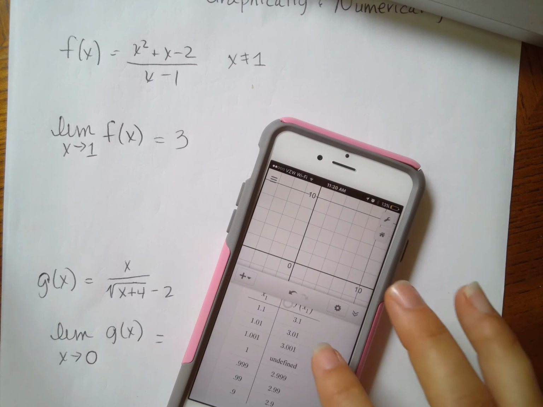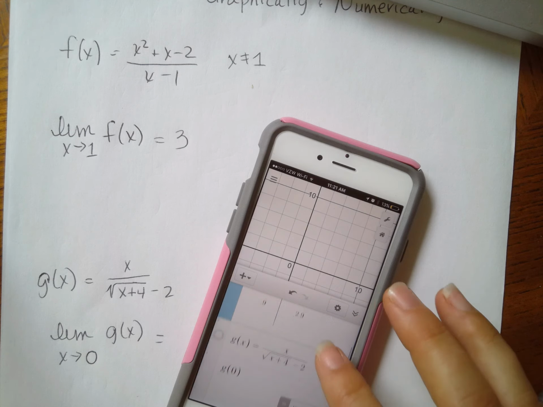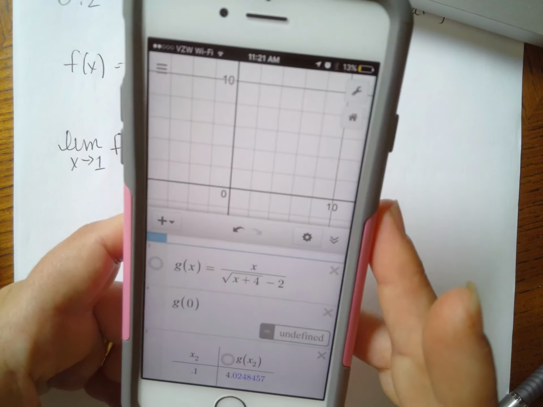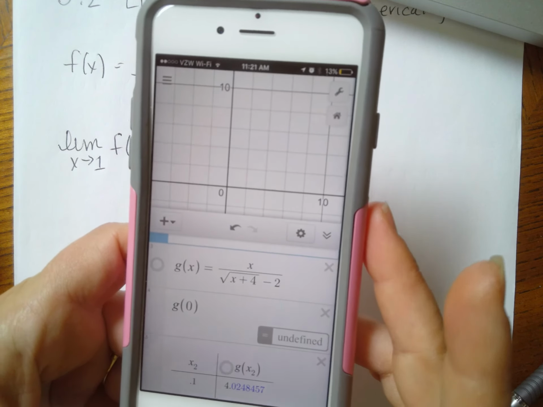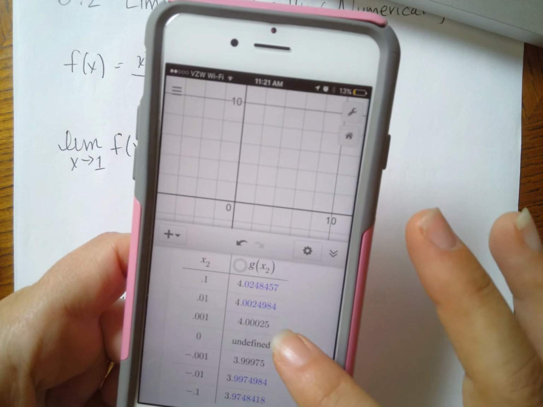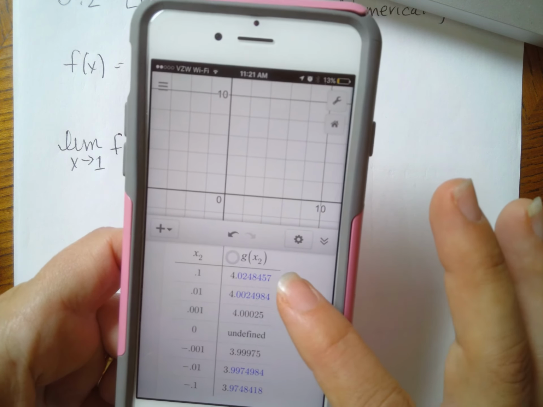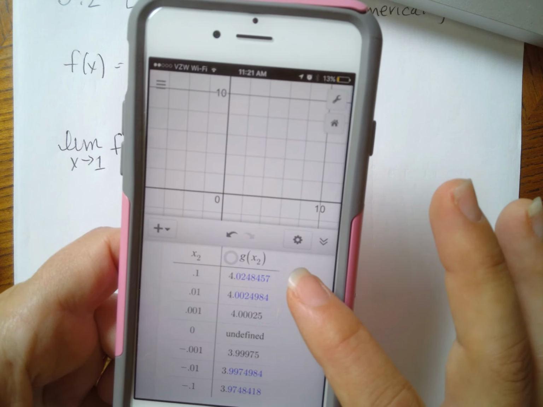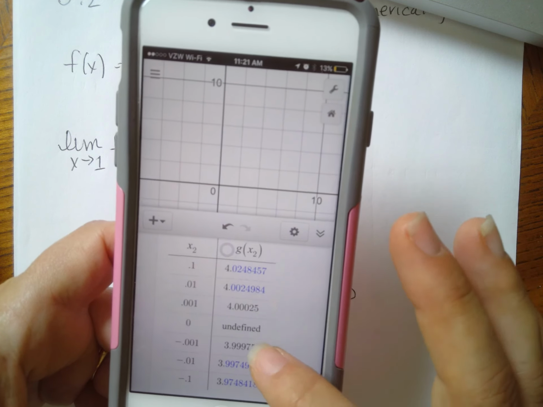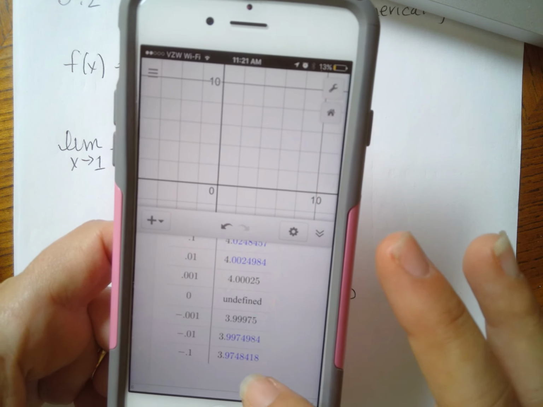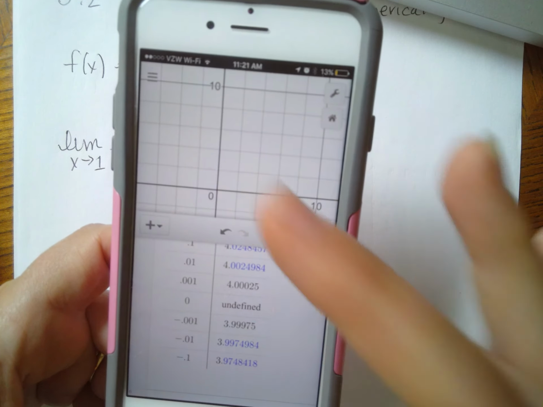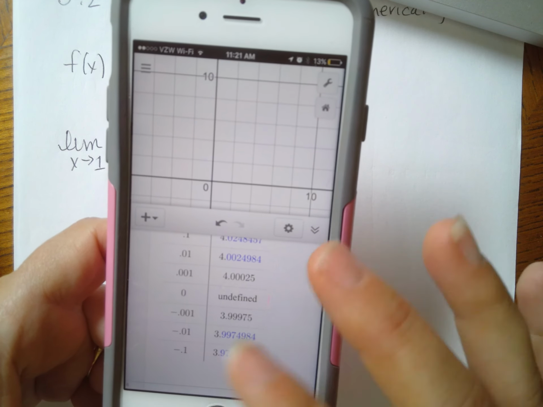And so I'm wondering, okay, what is going to happen? All right, so let's look at the next graph that I have here. So there I have g defined. And again, I'm going to show you something about the graph here in a second, but g of 0 says it's undefined, and when I look at the table, around 0, 0 is right in the middle. So from these values to the right, the limit as x approaches 0 from the right, are slightly bigger than 4.